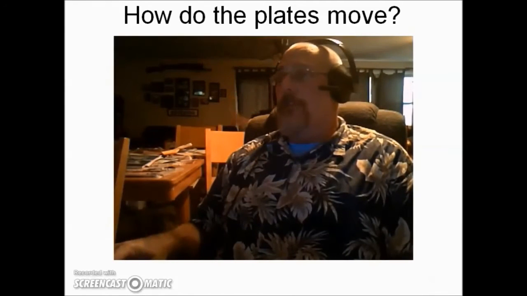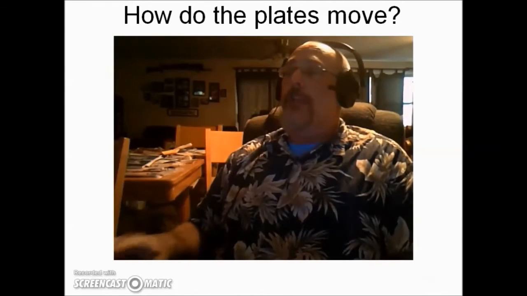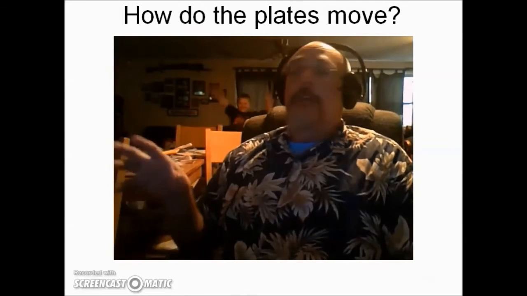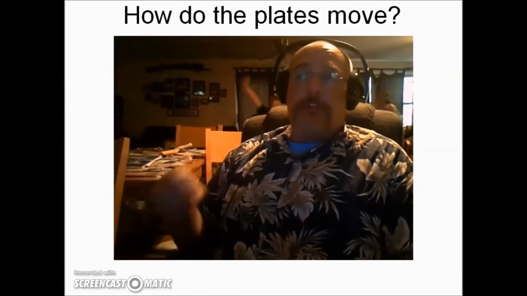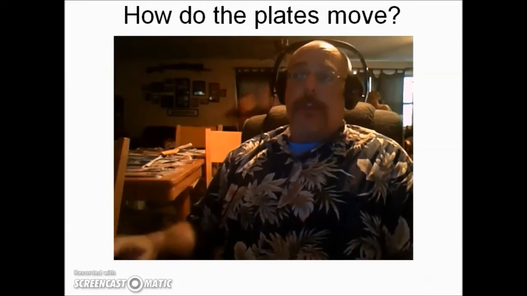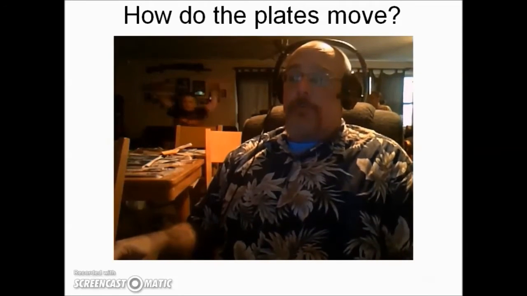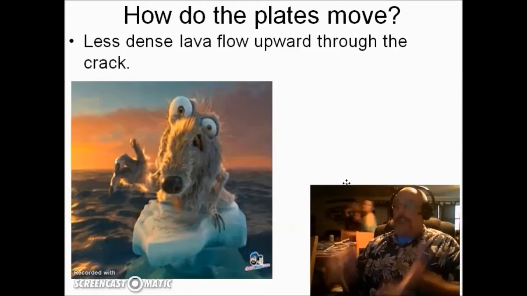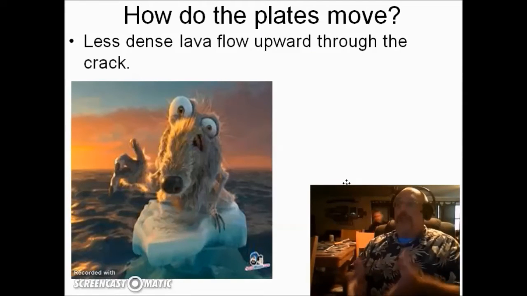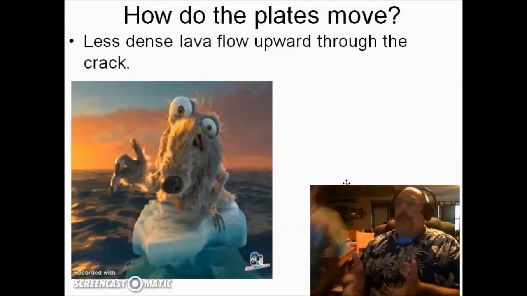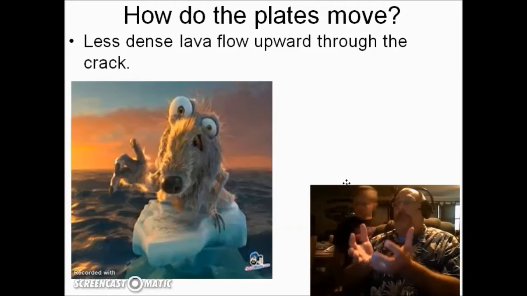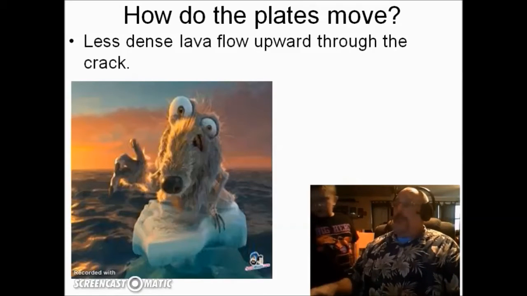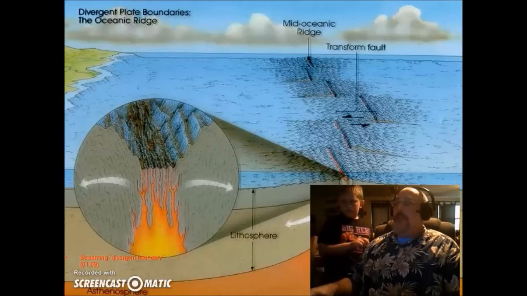Okay, now let's talk about the plates themselves. Now, those big, huge plates, now we understand that there's lava, magma coming up at these big cracks in between the plates. So how does this help make the plates move? The less dense lava is coming up. So you know it's less dense because if it was more dense, it would sink. So we have less dense lava or magma coming up through those cracks, like at the Mid-Atlantic Ridge.